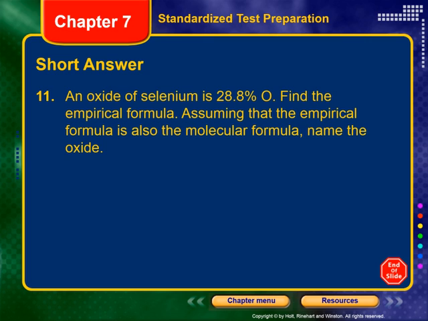And by the way, there's only 2 elements here, so you know what the percentage of selenium is because you've already been told the percentage of oxygen. So go from percent composition to mass composition to molar composition, then to that smallest whole number ratio, which is the empirical formula. Once you've done that, I'll go ahead and tell you that that is the molecular formula, then give me the name. Press pause now.